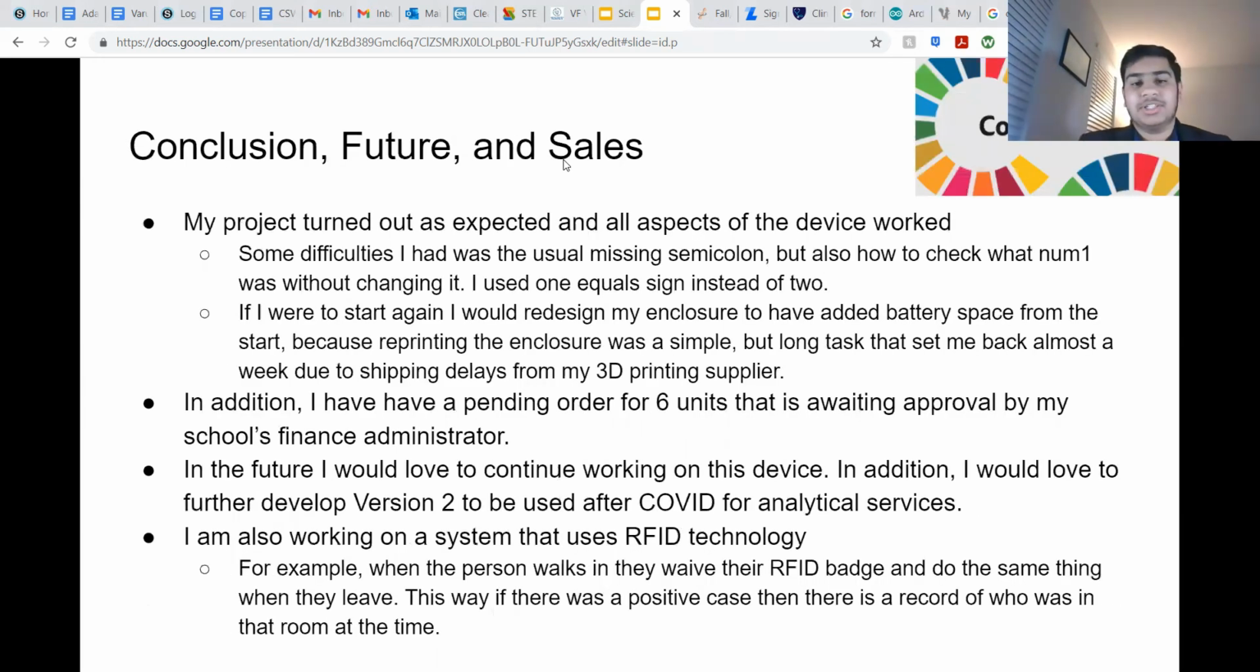In conclusion, my project turned out as expected, with some slight bumps, and all aspects of the device worked. I've learned a ton about this, especially about ultrasonic sensors. In addition, I also have 6 units that are being sold to my school, and it's being approved by the school's finance administrator.